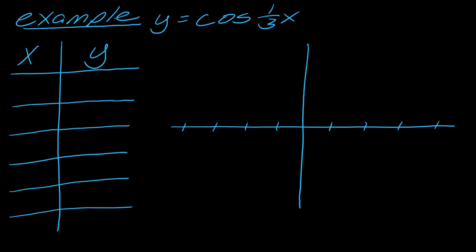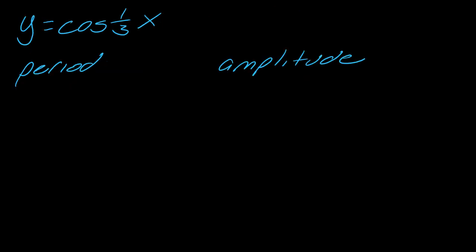Okay, so starting with the first example. I've got y equals cosine of 1/3 x. First things first, let's figure out the period and the amplitude. For the period, remember, we're going to use 2 pi divided by 1/3. So 1/3 was my b, so I'm just going to plug this in and work out the algebra. The algebra is going to work out to 2 pi times 3, so this will equal 6 pi. Okay, so there's my period. And for my amplitude, I've got no number in front here, so I'm just going to say that my amplitude is equal to 1.